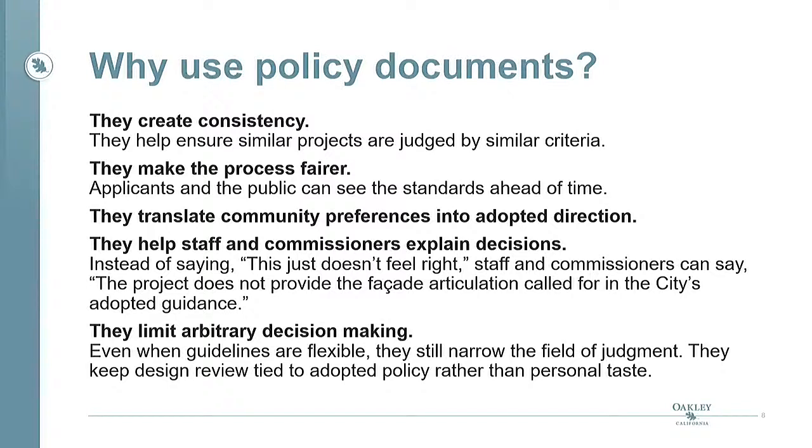Policy documents create consistency. They help ensure similar projects are judged by similar criteria. They make the process fairer, since applicants and the public can see the standards ahead of time. They translate community preferences into adopted direction, and they help staff and commissioners explain decisions. Instead of saying this just doesn't feel right, staff and commissioners can say this project does not provide the facade articulation called for in the city's adopted guidelines. They limit arbitrary decision-making. Even when guidelines are flexible, they still narrow the field of judgment. They keep design review tied to adopted policy rather than personal taste.